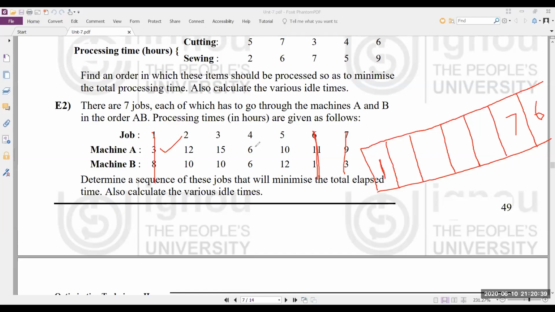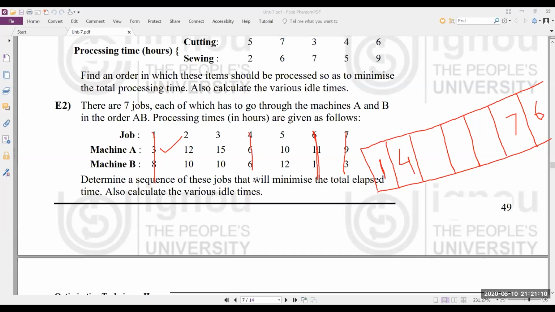Now the minimum is 6. It is the same for machine A and machine B. So we can put 4 after the 1 or before the 6, as you may like. Both answers will be the same. You can put 4 here or here. The sequence may be different, but the answer will be the same.